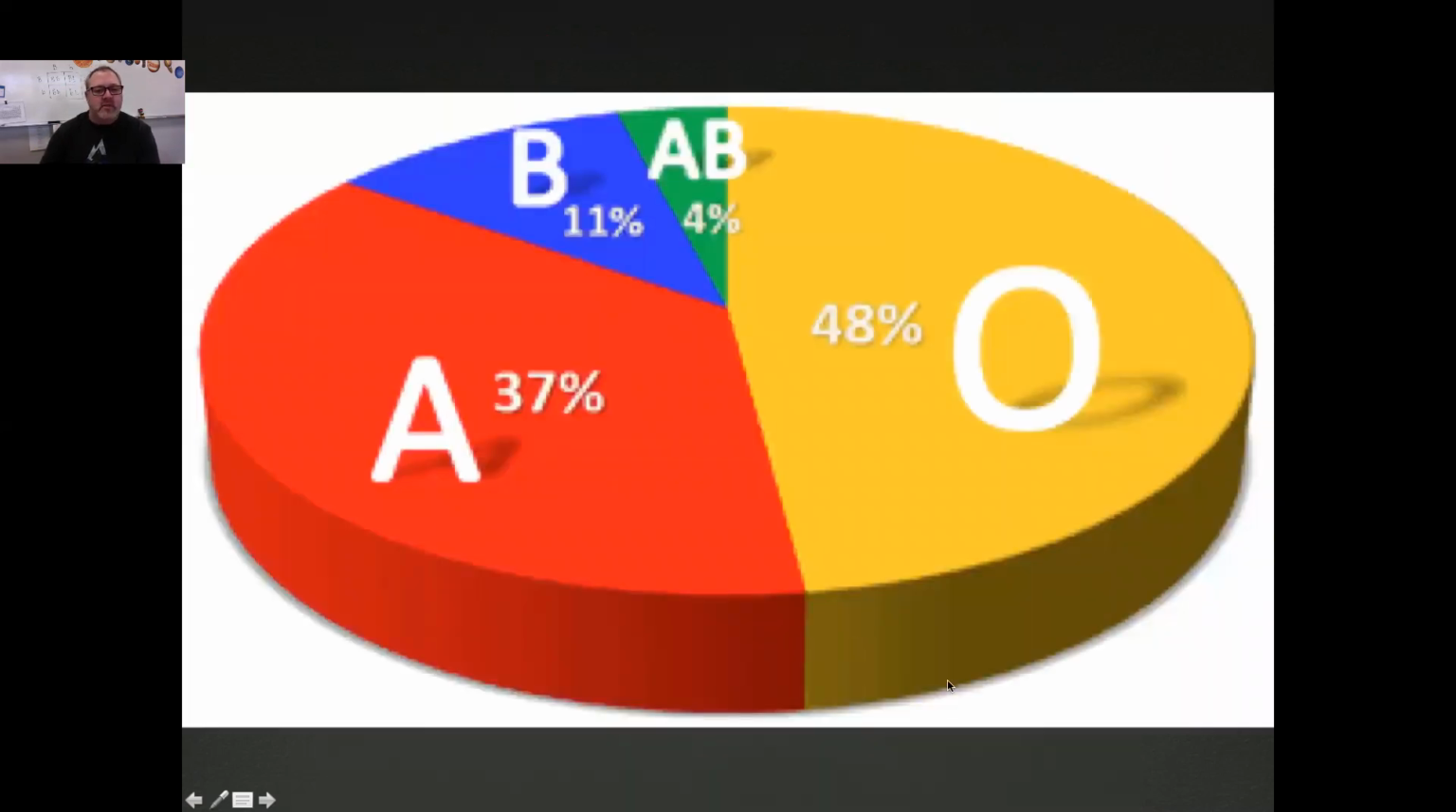So this is just a look at the population. 48% of Americans are type O, 37% are type A, and then a small percentage are AB, and a small percentage are type B.